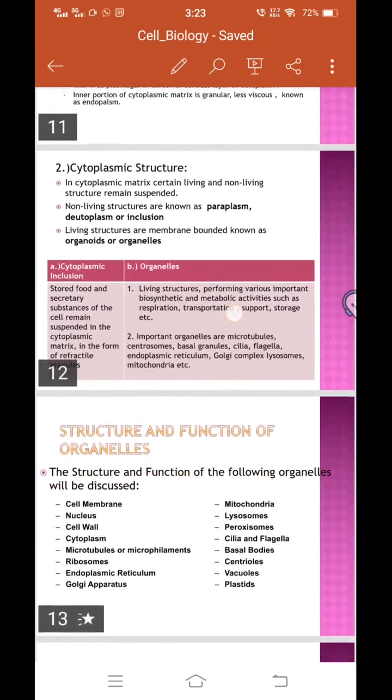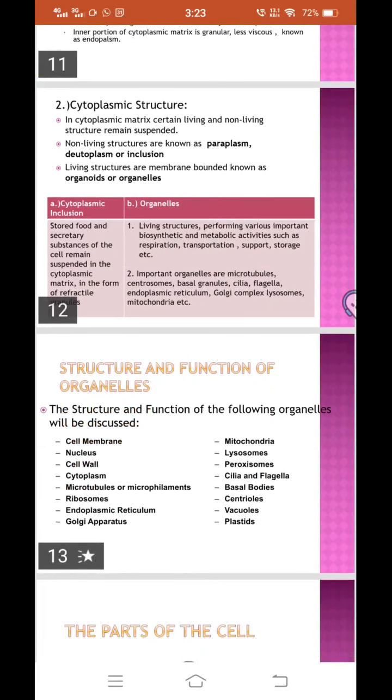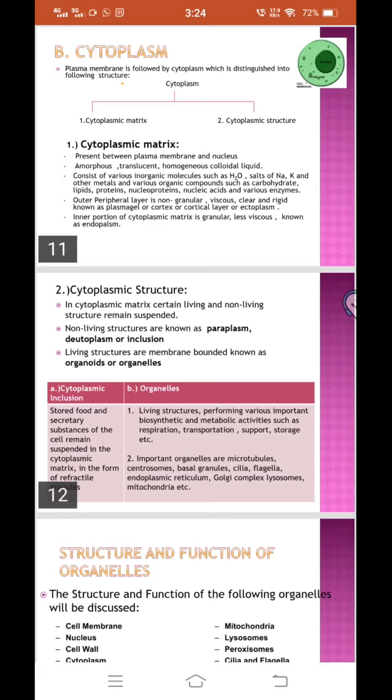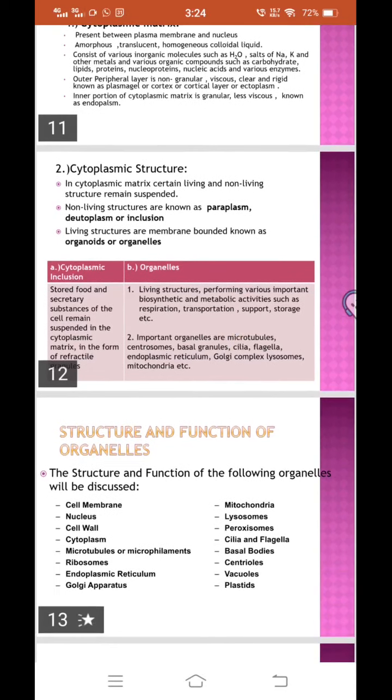After the cytoplasmic matrix, next we have another part of the cytoplasm, that is the cytoplasmic structure. Now this cytoplasmic structure is very important for the cell. In the cytoplasmic matrix, certain living and non-living structures are suspended. The non-living structures are known as deutoplasm, or it is known as paraplasm. So these are the non-living structures which are suspended in the cytoplasm.